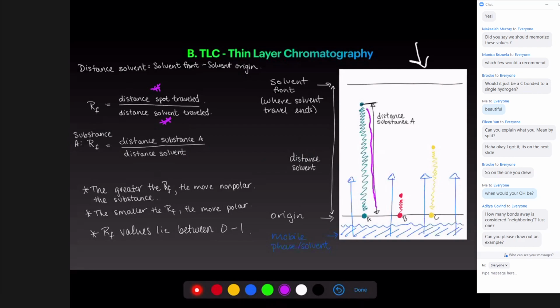So for example, for substance A, the RF value would be the distance the substance A traveled divided by the distance the solvent traveled, and the distance of the solvent is measured here from this point to this point. The greater the RF value, the more nonpolar the substance is. The smaller the RF value, the more polar the substance is. Your RF values will lie between 0 and 1.